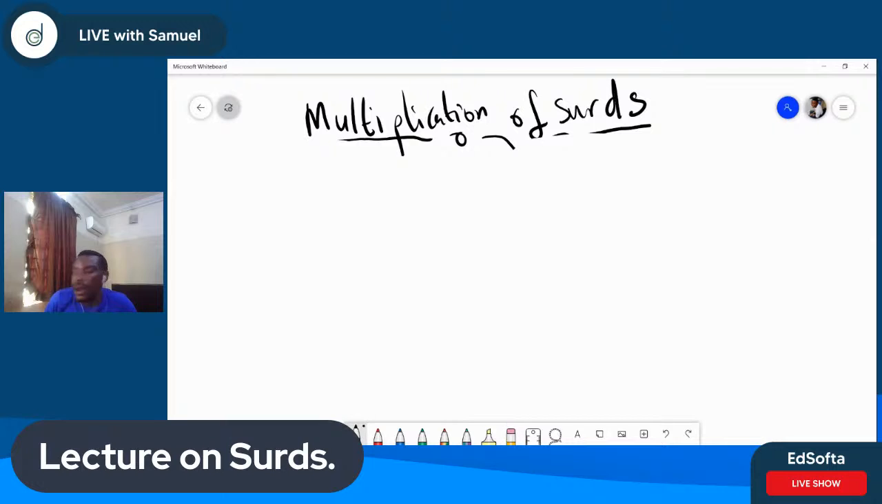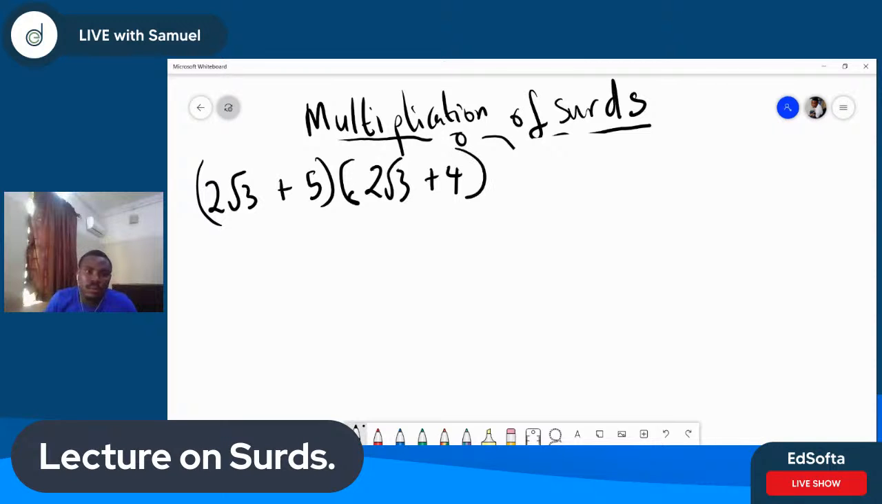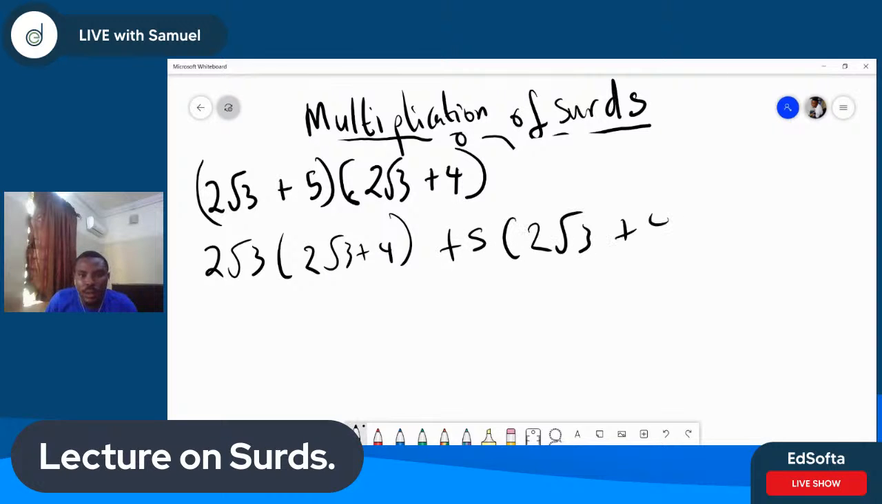So you can have something like this: 2 root 3 plus 5 into bracket 2 root 3 plus 4. So the way you do it, you can do this as 2 root 3 into bracket 2 root 3 plus 4, plus 5 into bracket 2 root 3 plus 4.